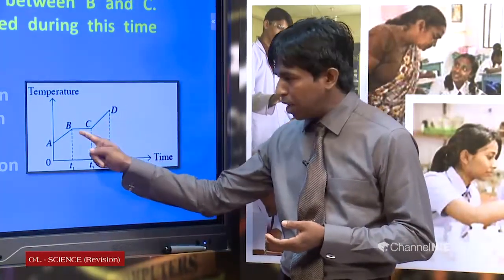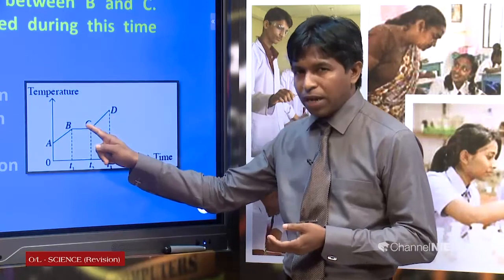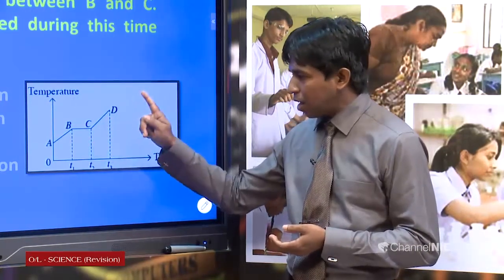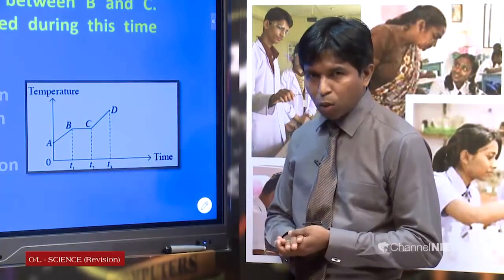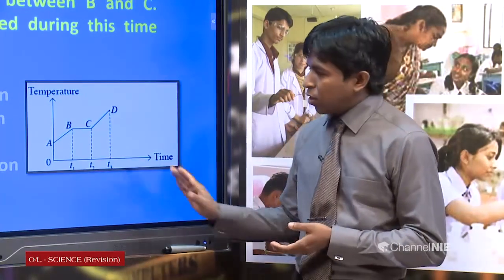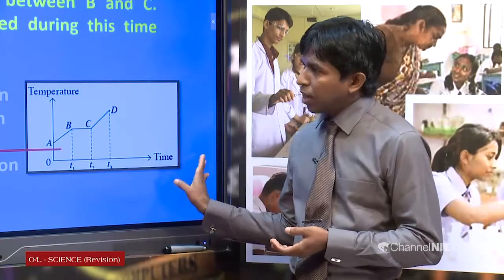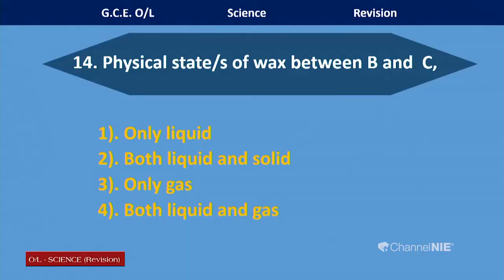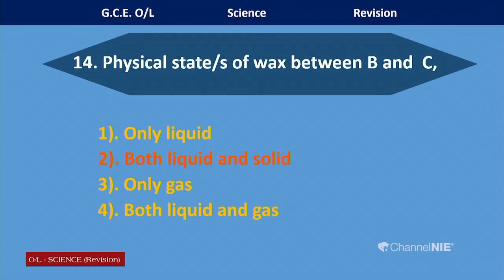So, at point B, that is the melting point, wax begins to melt, and between B and C both solid and liquid wax. At C you have liquid wax. So, let us see now the question again, question number 14, linked with this, between B and C. So, as we discussed, now between B and C both liquid and solid wax exist.